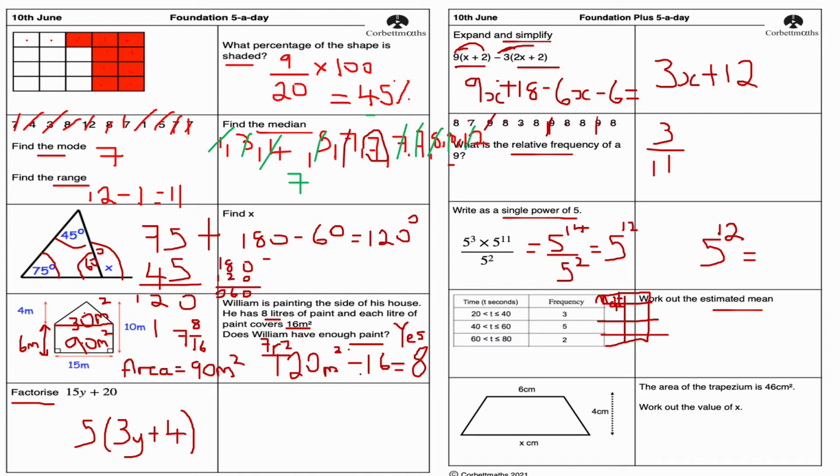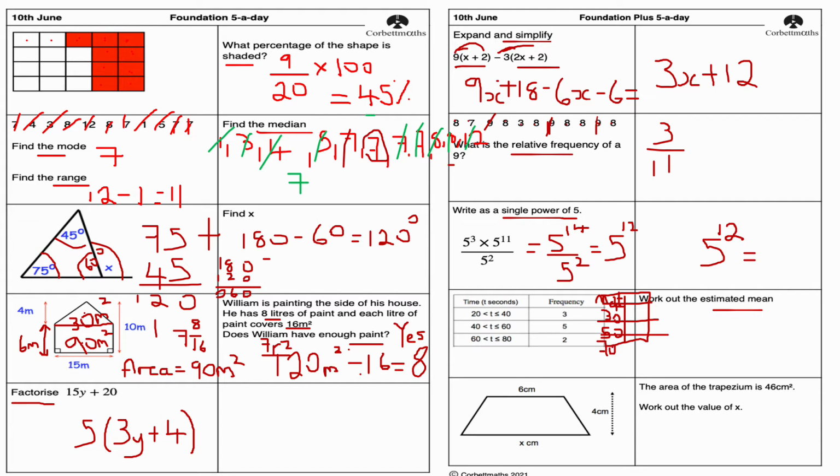So the midpoint between 20 and 40 is going to be 30. The midpoint here is going to be 50, and the midpoint here is going to be 70. And then all I do is I do the midpoint times the frequency.